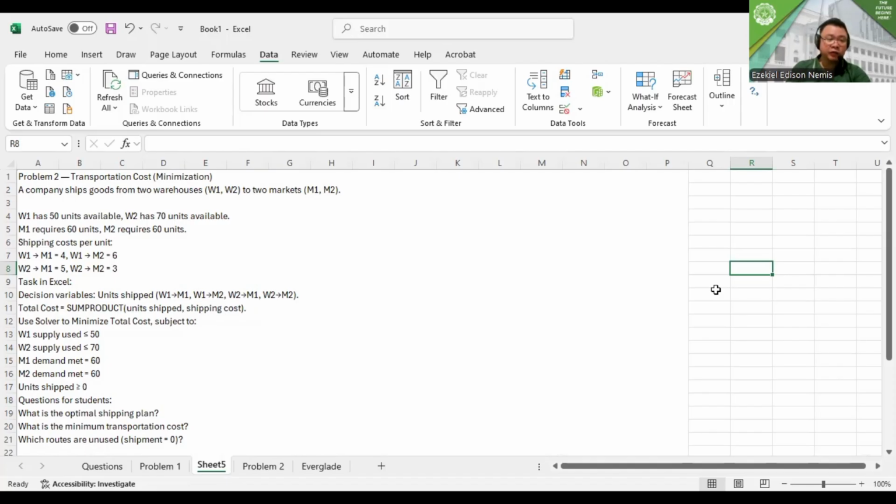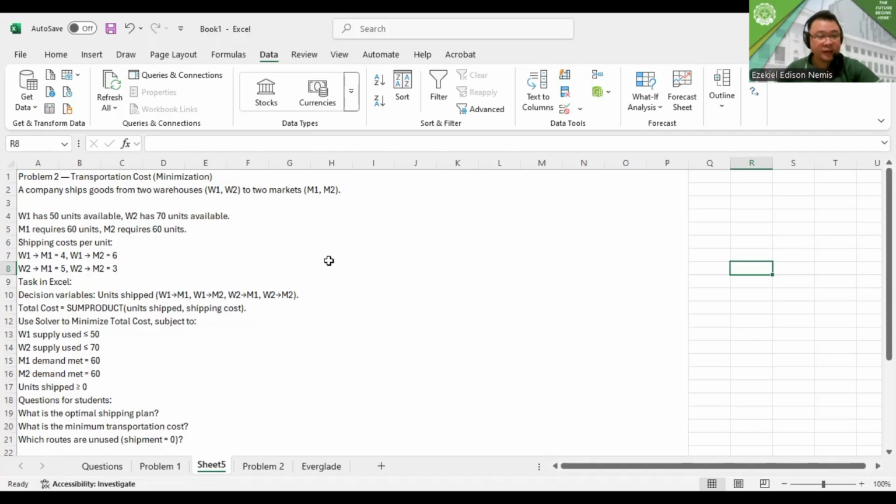W1 has 50 units available, while W2 has 70 available. Market 1 requires 60 units, and market 2 (M2) requires the same, 60 units. Writing this per unit, warehouse 1 to market 1 is 40, W2 to M1 is 5, W1 to M2 is 6, and W2 to M2 is 3. This is the shipping cost per unit.